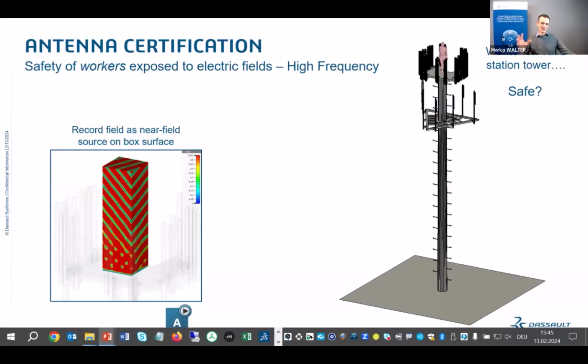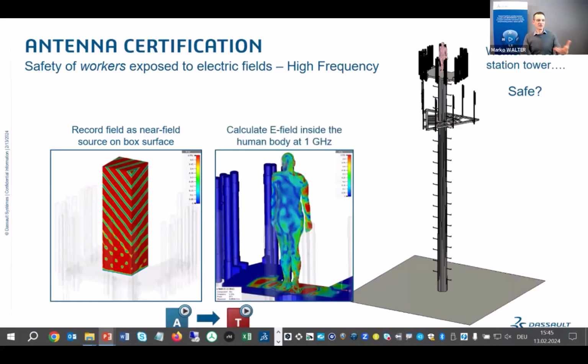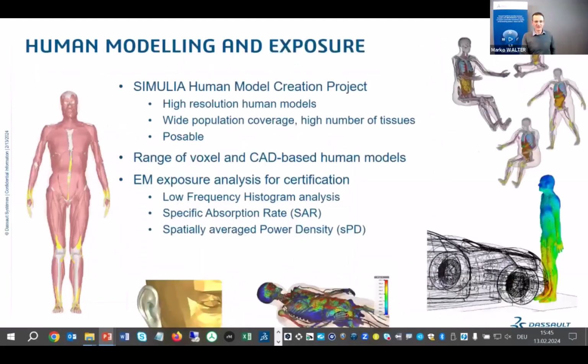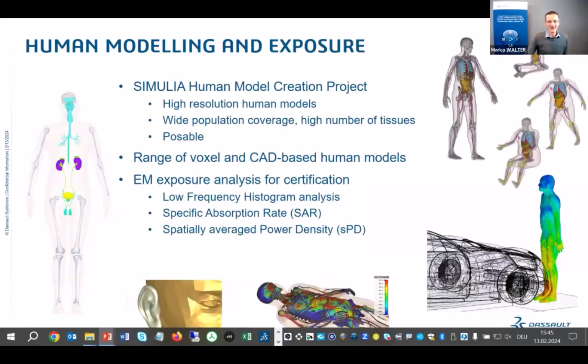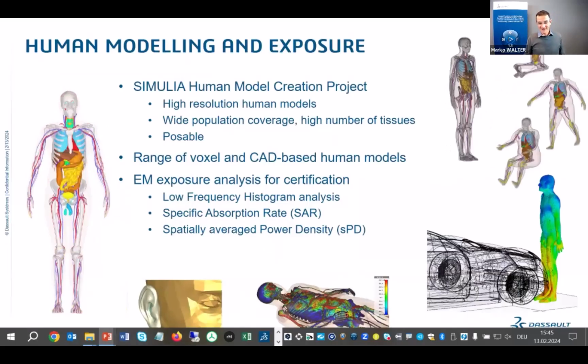So we use an asymptotic solver to calculate the fields on a box surrounding where the work is going to be. So the fields from a distance impinge on the box. We set up an equivalent near field source, and then we calculate how that near field source radiates inward onto a person, so onto the human body model, and can again calculate the specific absorption rate and so on.